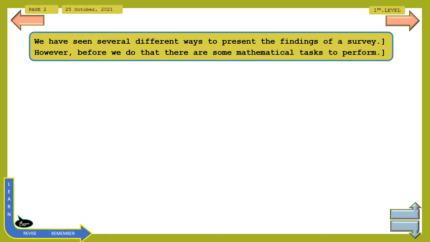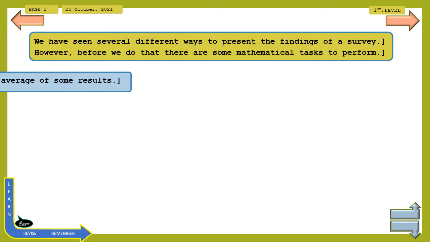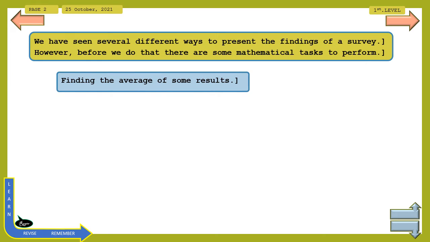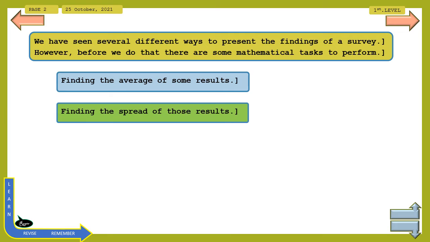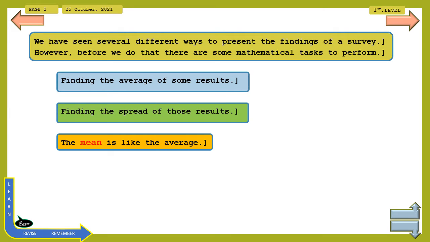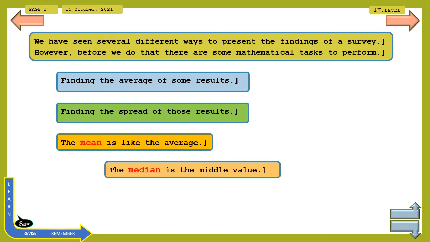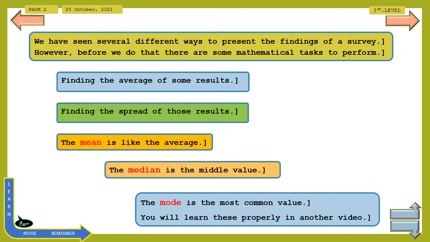We have seen several different ways to present the findings of a survey. However, before we do that, there are some mathematical tasks to perform. Finding the average of some results, finding the spread of those results, finding the mean is like the average, finding the median is the middle value, the mode is the most common value. You will learn these properly in another video.